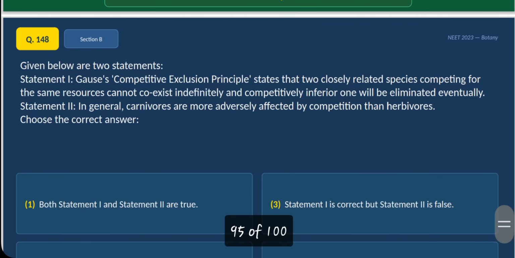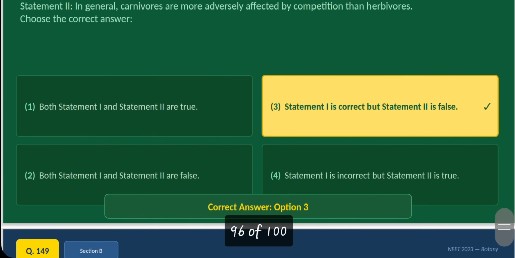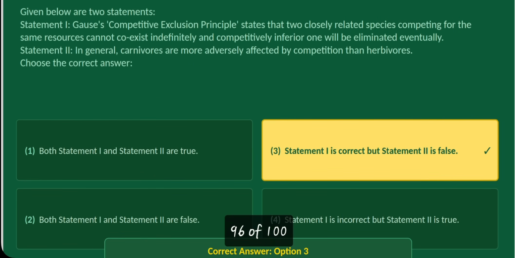Given below are two statements. Gause's competitive exclusion principle states that two closely related species competing for the same resources cannot coexist indefinitely, and the competitively inferior one will be eventually eliminated. That is correct. In general, carnivores are more adversely affected by competition than herbivores. Choose the correct answer. Statement 1 is correct, but statement 2 is false. It is not the carnivores, but rather herbivores that are more adversely affected by competition than carnivores. So the second statement is false.